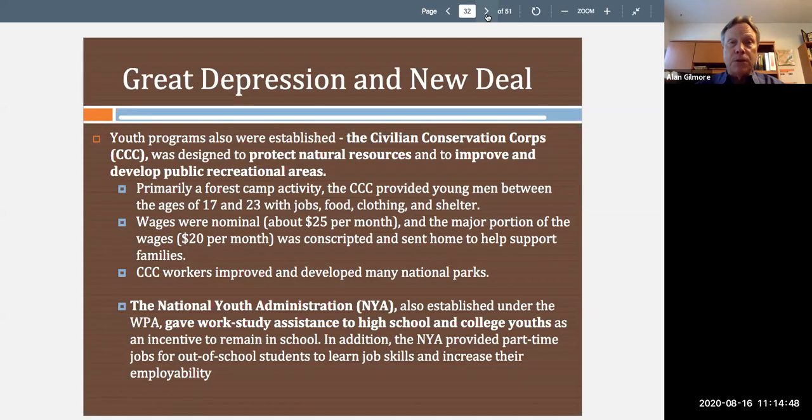Youth programs were also established. There was the Civilian Conservation Corps, or the CCC. This created work for young people between the ages of 17 and 23. They were given nominal wages. A major portion of their wages was sent back home to help support their families. This was a program where they were often working in public recreation areas. So a lot of our national parks benefited from the CCC program. And then finally, the National Youth Administration was established. It gave work-study assignments to high school and college age youth.